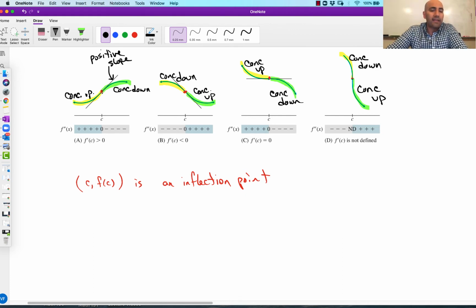The tangent line at that inflection point has a positive slope. Whereas here we have a case where the first derivative valued at c is negative, which means that this tangent line at that inflection point has a negative slope. And then we have a case here where the first derivative is equal to 0, so the tangent line to the inflection point has a slope equal to 0, or it's horizontal.